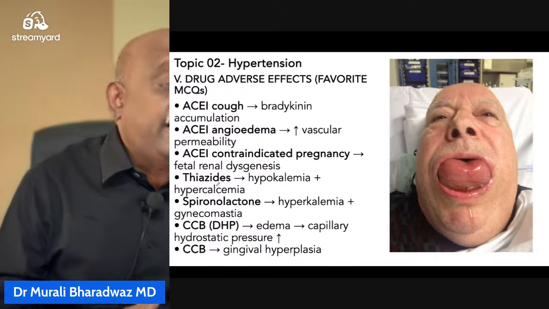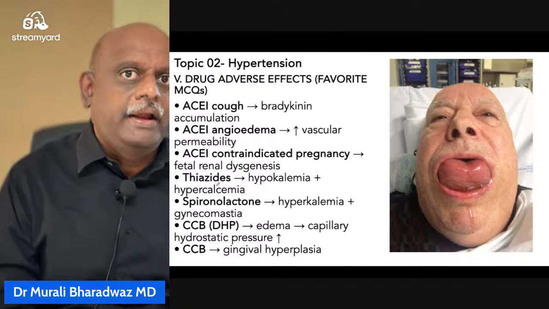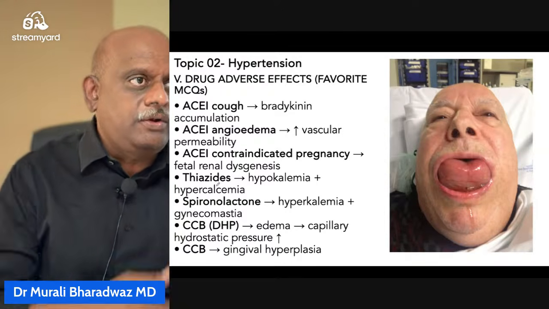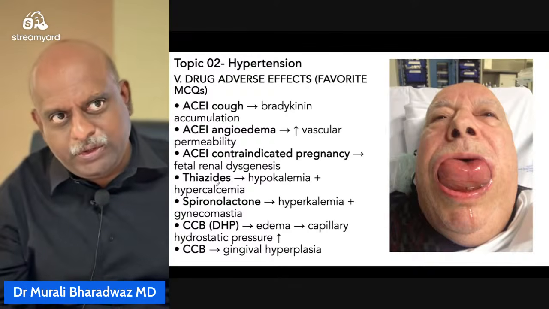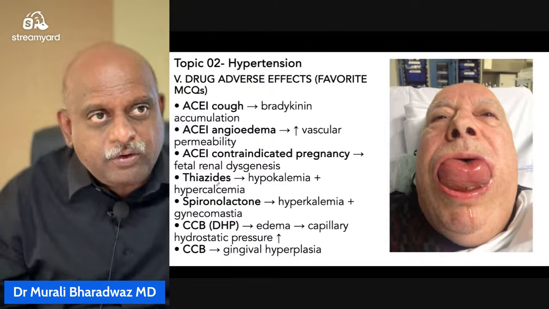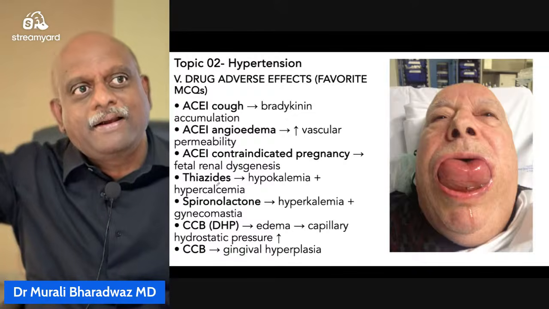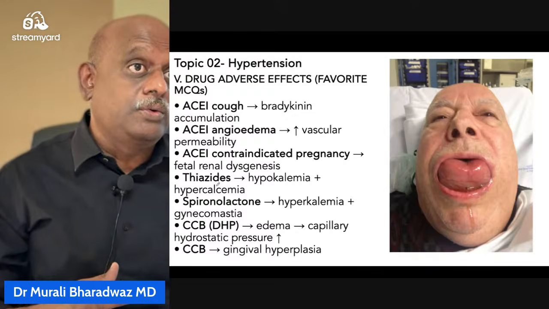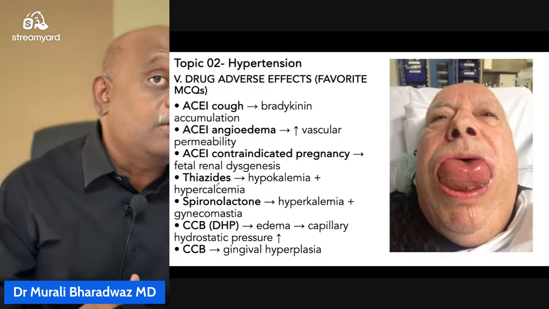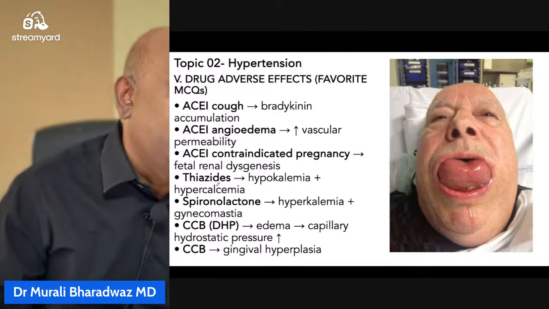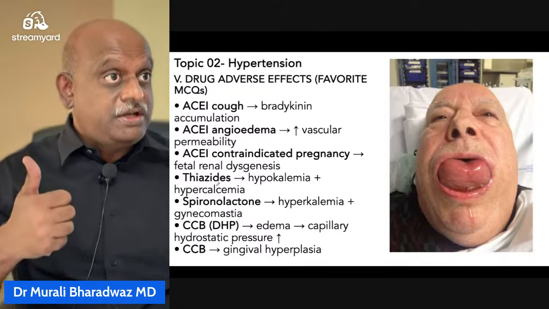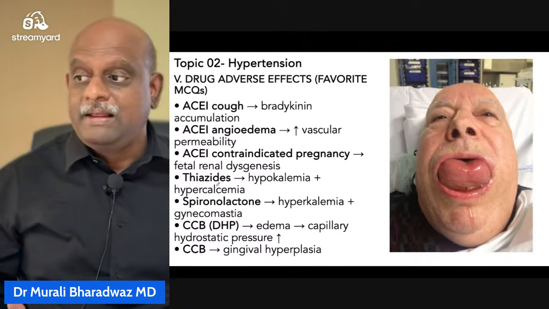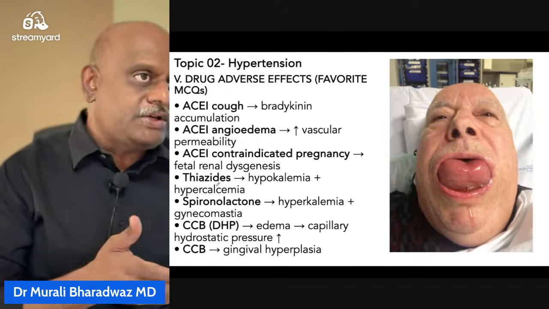Now, spironolactone, it is an aldosterone antagonist. Aldosterone leads to retention of sodium, loss of potassium into urine and hypokalemia. And its antagonist will cause hyperkalemia. And also, spironolactone antagonizes the androgen. That's the reason estrogen becomes dominant and that can lead to breast enlargement in males, gynecomastia. Hyperkalemia, gynecomastia, spironolactone.